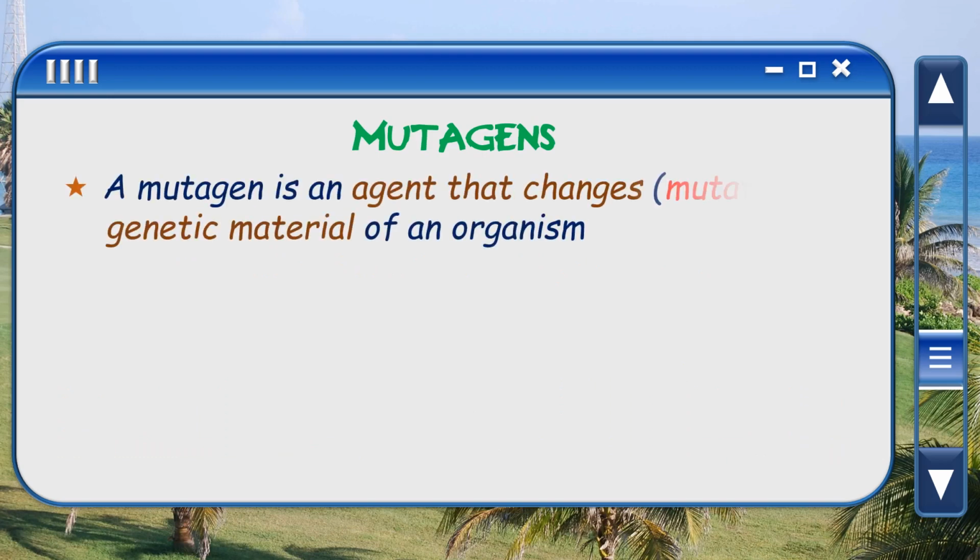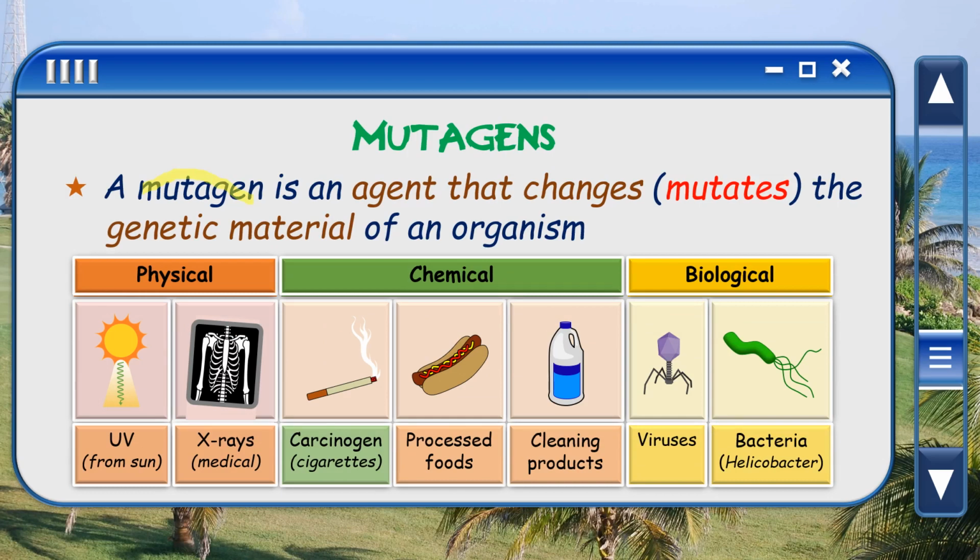Mutagens. A mutagen is an agent that changes or mutates the genetic material of an organism. Something that changes the genetic sequence, something that changes the genetic material of an organism, is what we refer to as a mutagen.